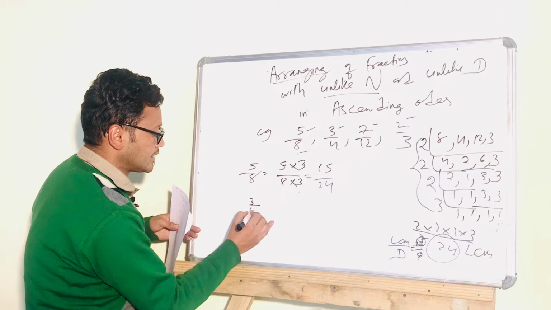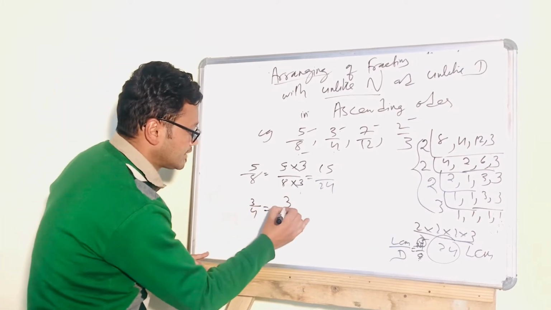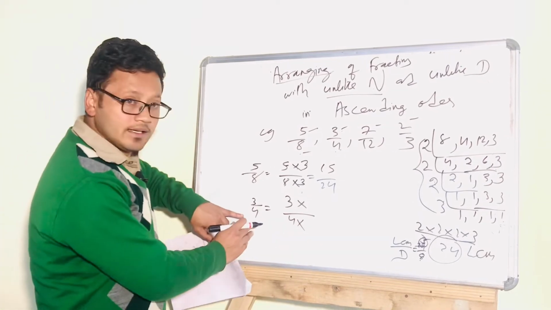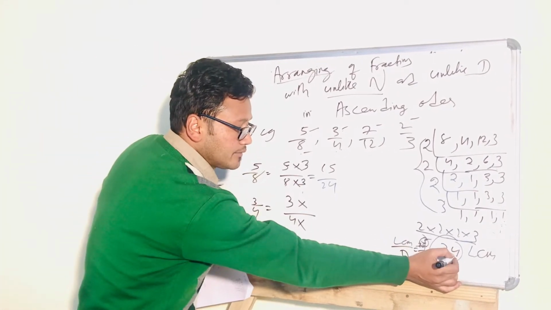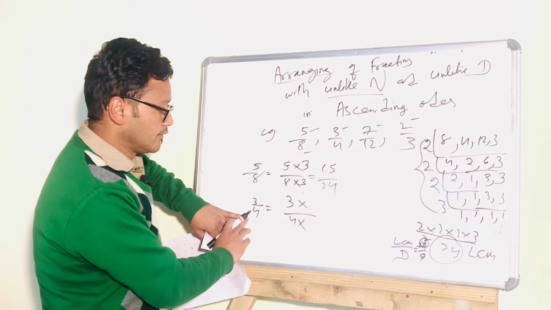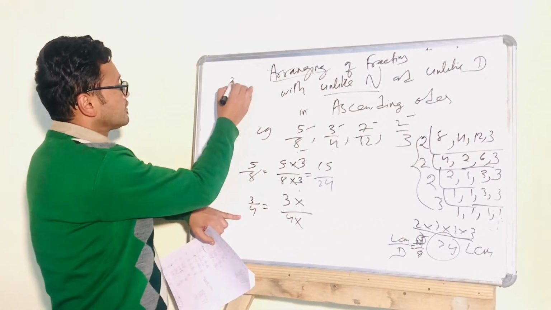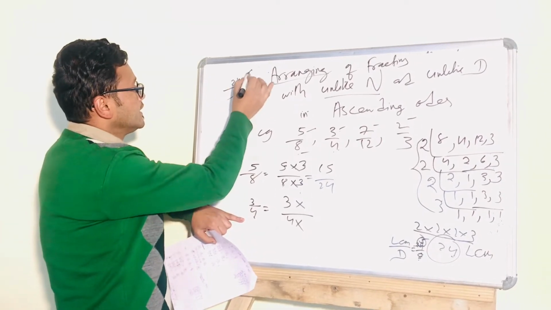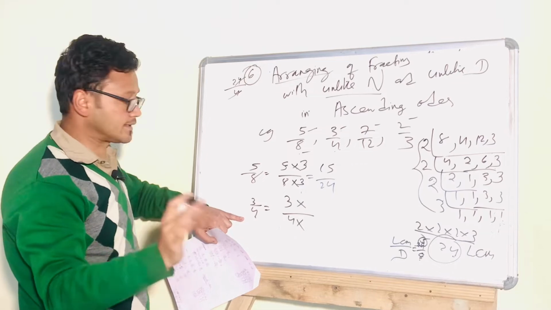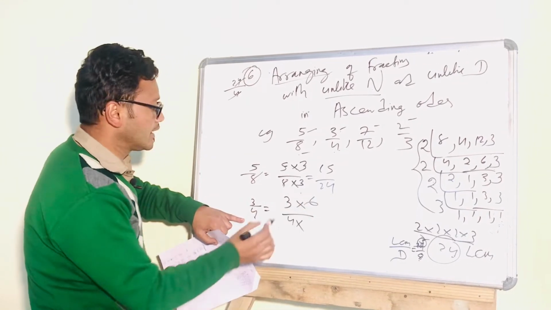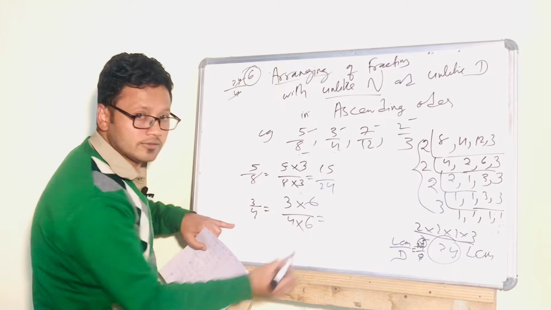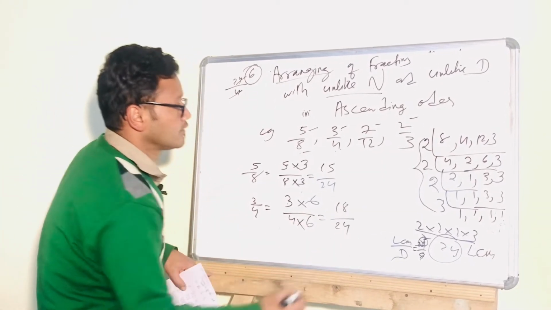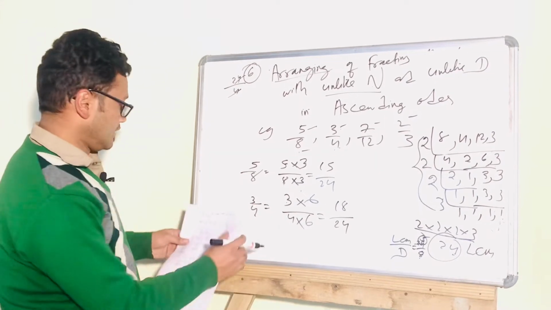Now second, 3 by 4. Again write 3 into, and 4 into. Now divide the LCM 24 by the denominator: 4 6s are 24, so the answer is 6. Write down 6 here and again 6 here. Understood? Then 6 3s are 18, and 4 6s are 24. Now 3 by 4 we have finished.